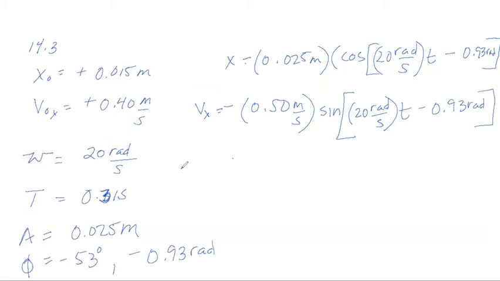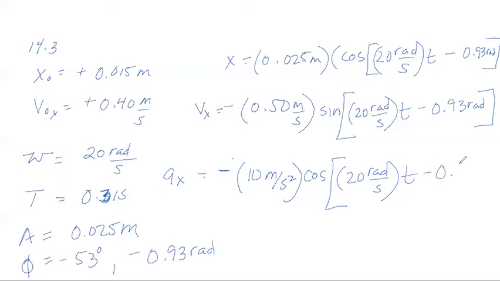And finally, our acceleration a sub x is going to be equal to negative 10 meters per second squared times cos of 20 radians per second t minus 0.93 radians. That was 14.3.